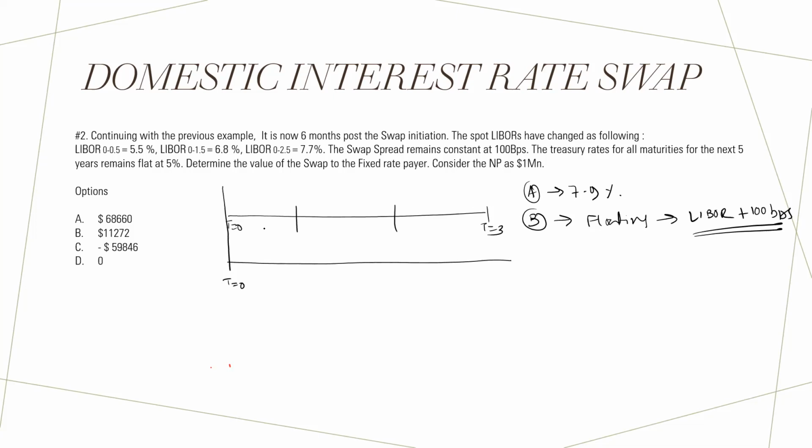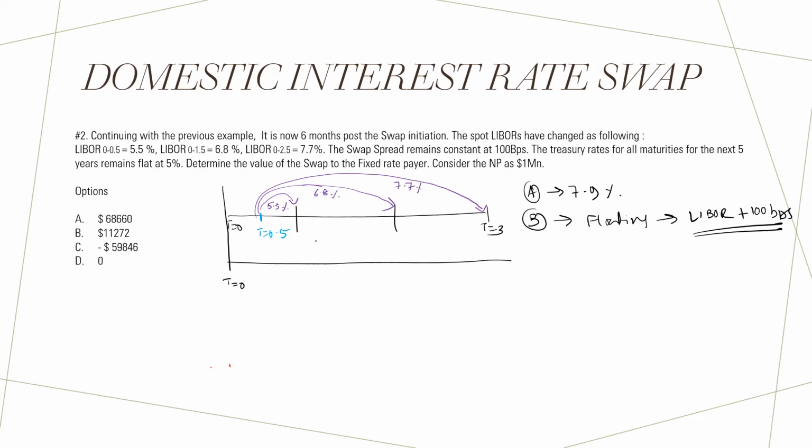All right, this being the case, now as per the problem, 6 months have passed. So if 6 months have passed, we are practically here. This is t equal to 0.5, right? Now at t equal to 0.5, there are new sets of LIBOR rates that have come in. So what it says: this is 5.5%, this is 6.8%, and this LIBOR is 7.7%. Mind you, the curve is still upward sloping, which is also called the normal curve.